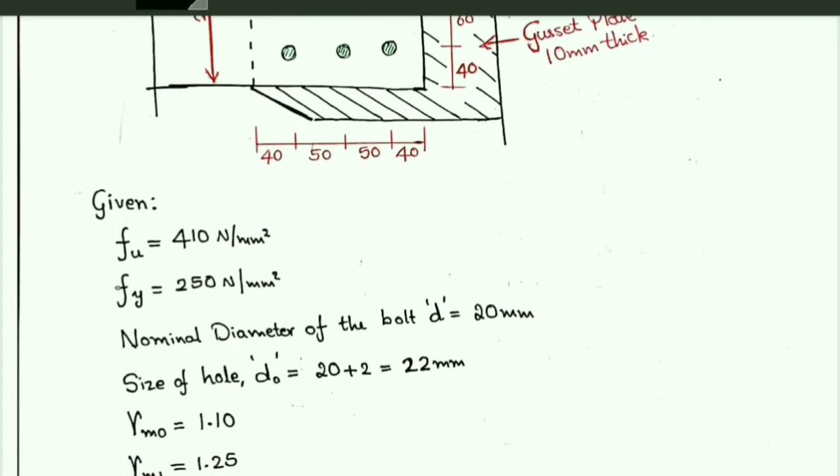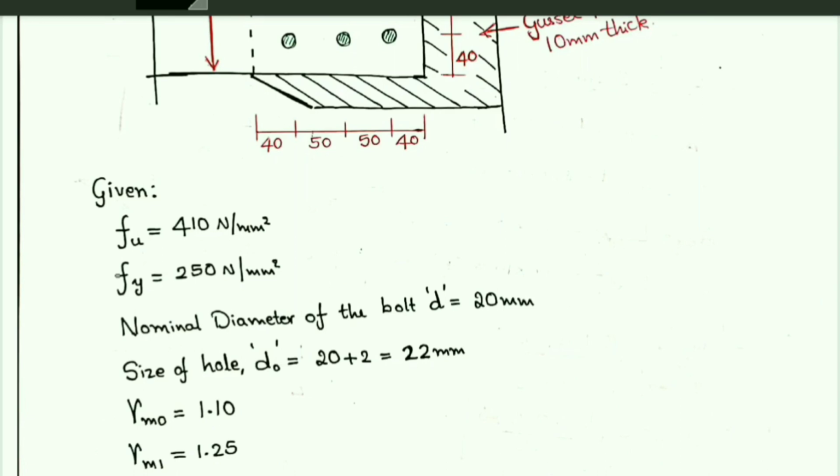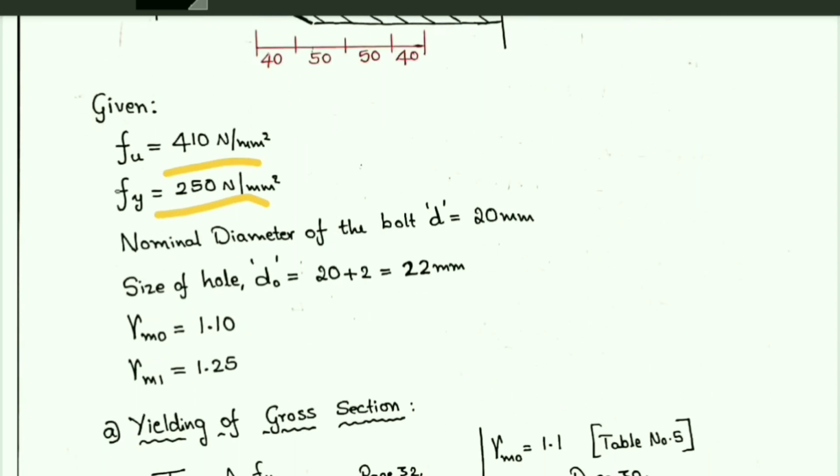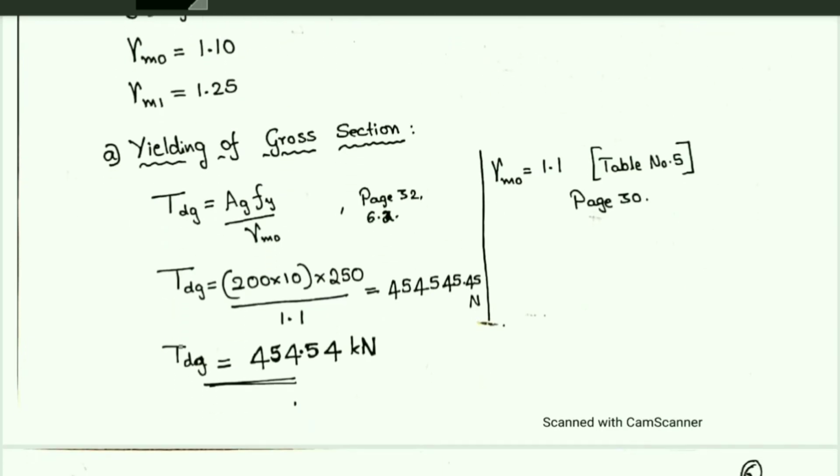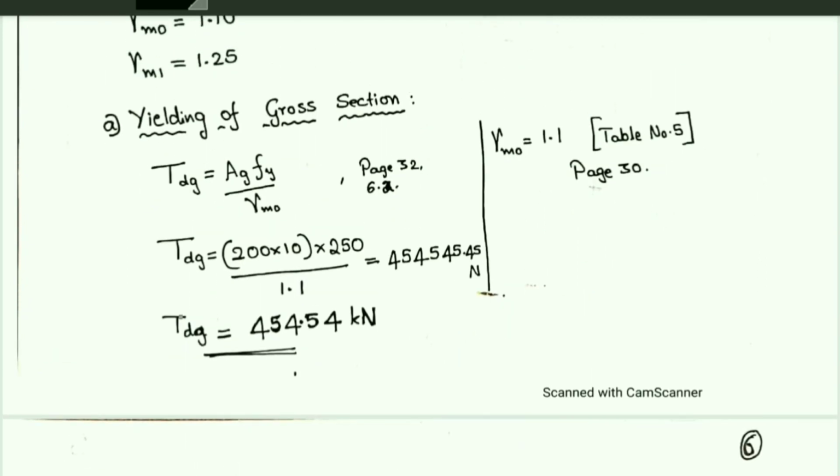Details given here are Fu is 410 and Fy is 250, and diameter of bolt is 20 mm. For a 20 mm diameter bolt, the hole becomes 22 mm; you need to increase 2 mm for the hole. Gamma m0 is 1.1 and gamma m1 is 1.25. So let us go to the first one, the design strength in yielding of gross section, TDG, which will be equal to AG into Fy divided by gamma m0. Here AG will be equal to 200 into 10.